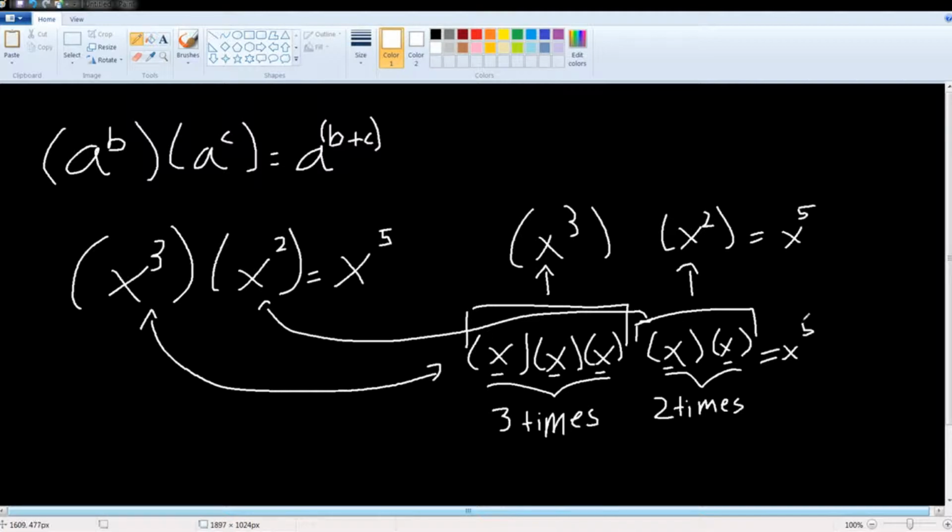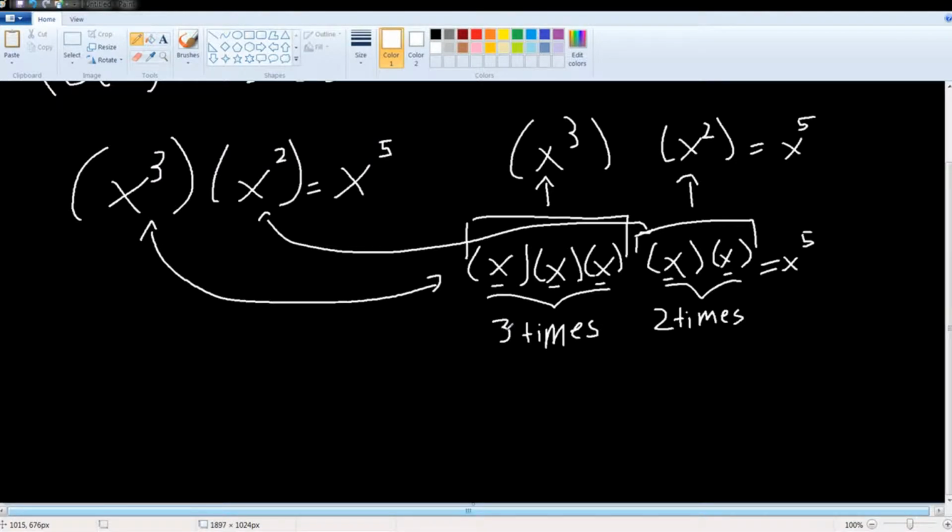x to the 5th. And that is why when you are multiplying terms of the same base and different exponents, you add the exponents together. And what I just did proves that, right? So x cubed is just x times x times x. x squared is just x times x. And if we're multiplying x cubed by x squared, we're multiplying this stuff right here, and we get x to the 5th. That is why a to the b times a to the c equals a to the b plus c.